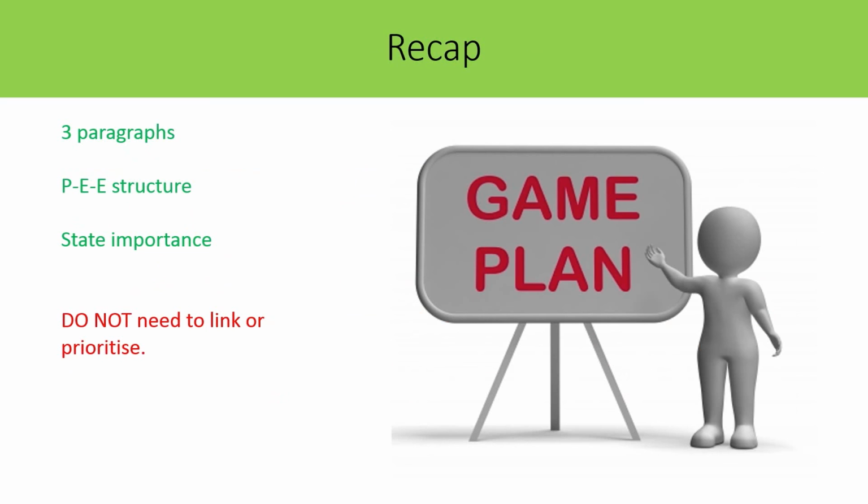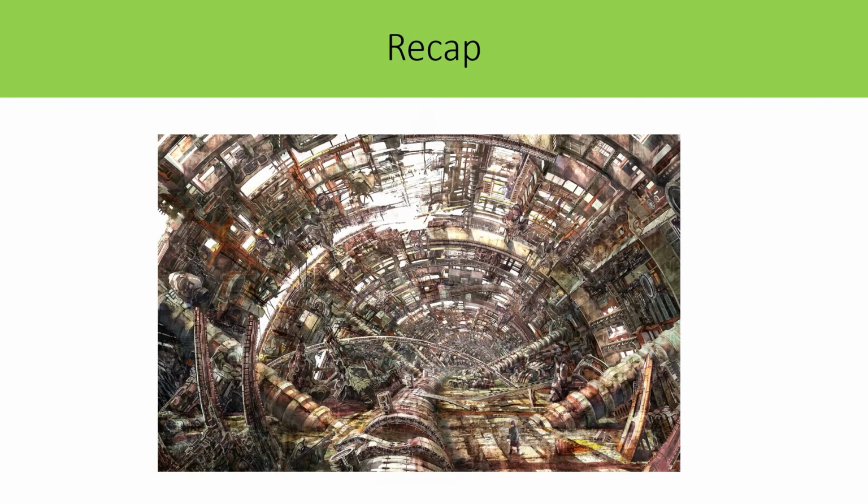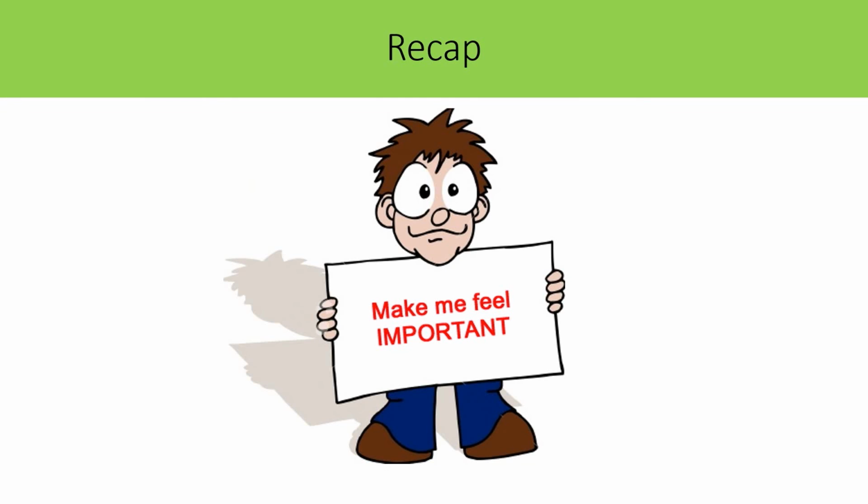So to recap, it's 3 paragraphs. PEE, talk about the importance. You're not linking and you're not prioritising. So it's very, very simple. 3 paragraphs, make it detailed, and talk about the importance. And you'll easily get 50.